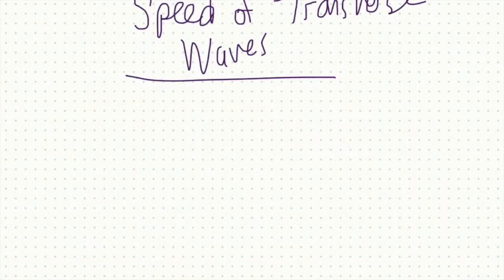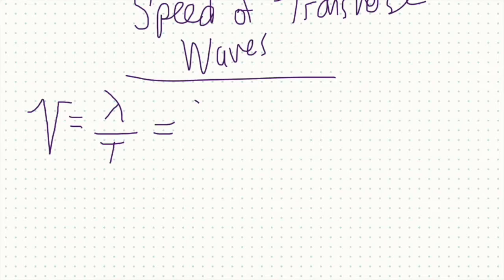Okay, so how fast do transverse waves go? We just said very recently that the velocity of a transverse wave is wavelength over period, which is the same thing as wavelength times frequency. That's a general formula.